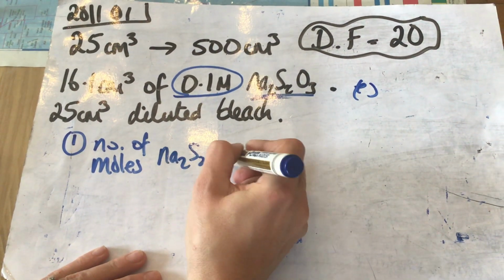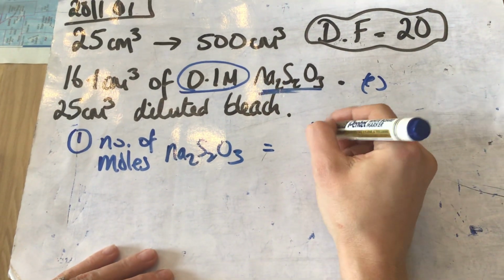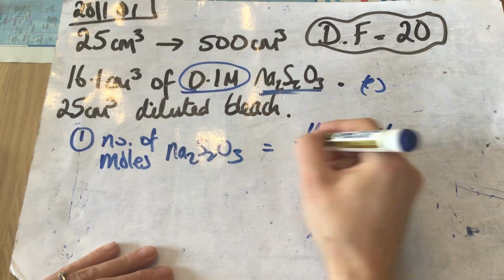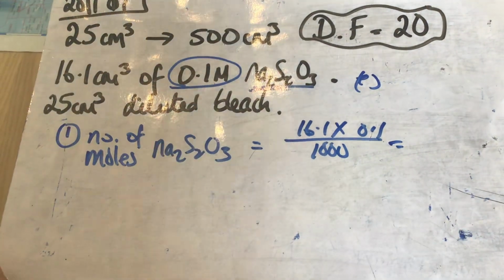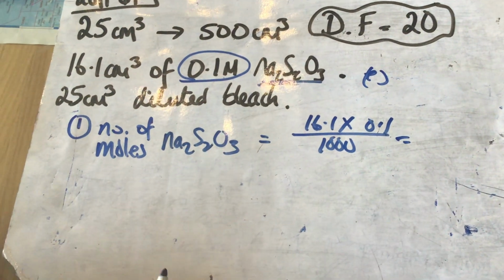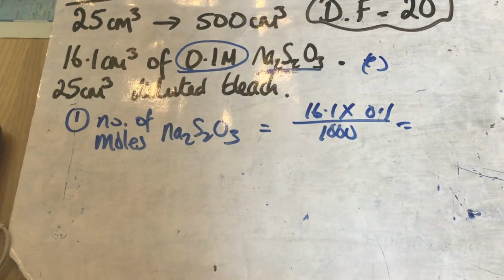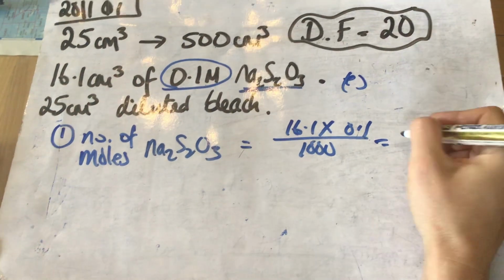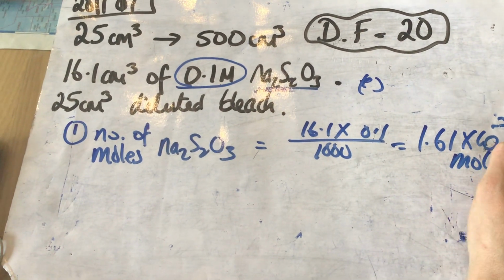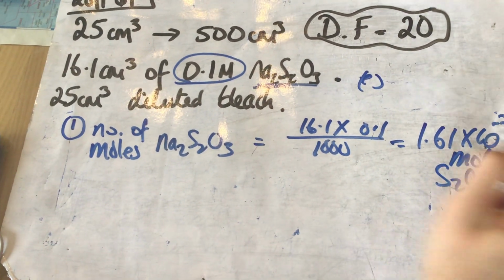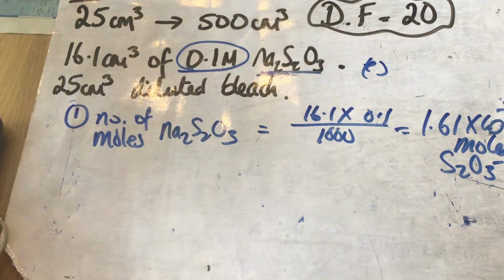So number of moles of sodium thiosulfate, okay? 16.1 times 0.1 all over 1,000. So how many moles of sodium thiosulfate are you starting off with? Sorry, I have it done out here. You are starting off with 1.61 by 10 to the minus 3 moles of sodium thiosulfate, okay? So that's our moles of sodium thiosulfate.